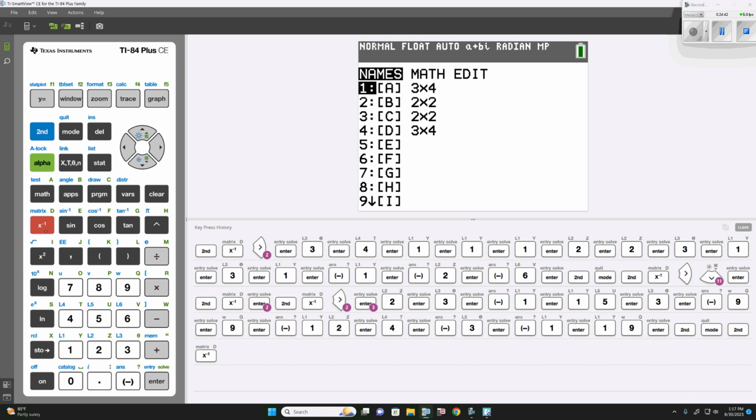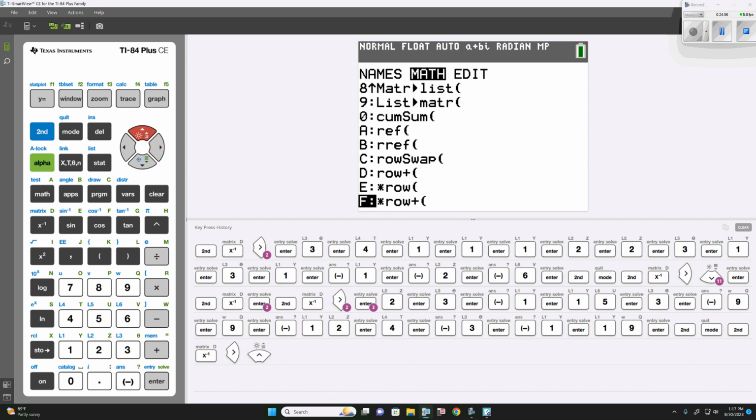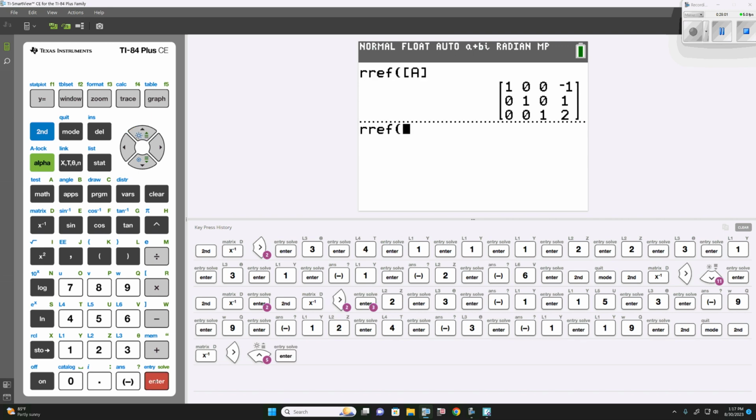What we're doing next is second matrix. This time we're going over to math, and we need to find RREF. I will tell you that there are 2 ways to get it. One is going down, and the other is we can go up. RREF. So we get this here. Now we need to put matrix A next to it so that it applies our reduced row echelon form to it. So second matrix A, enter, we get this here.